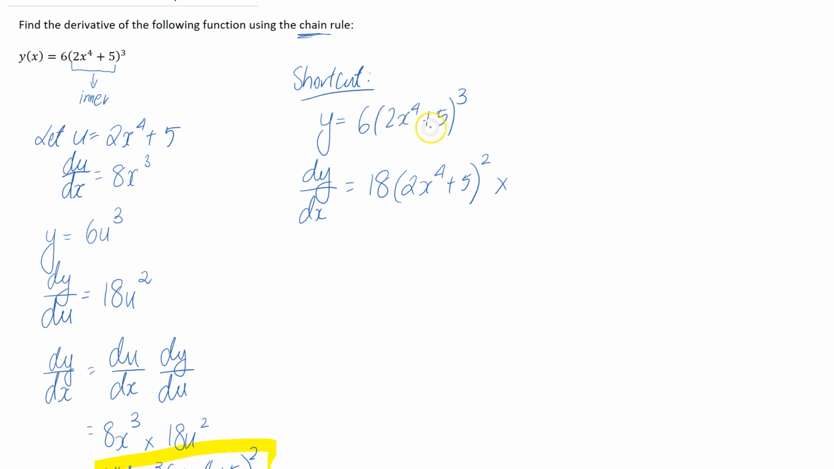Just considering that what's inside the bracket, our inner part, we know the derivative is 8x to the power of 3. This goes to 0. Now we're at the point where we can just make it nicer again. So 18 times 8, we said before, was 144. We get our 2x to the 4 plus 5 all squared, and the x cubed as well.